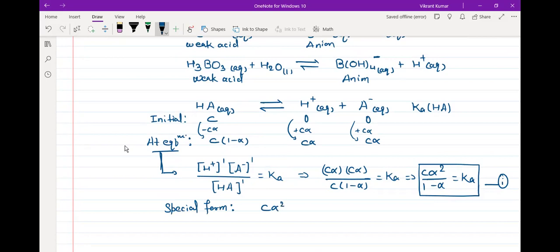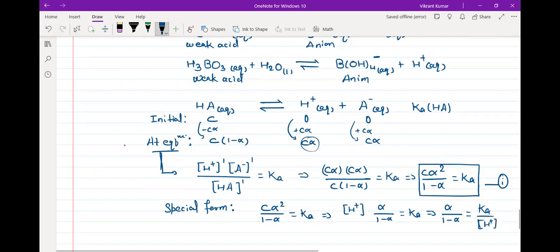I just wrote C alpha square by 1 minus alpha is equal to K. Look carefully, C alpha is nothing but H plus, so we can write H plus into alpha by 1 minus alpha is equal to Ka. So we can also write alpha upon 1 minus alpha is Ka upon H plus. This is the equation you will be using if you have been given the pH directly. Use it if pH is given, because if pH is given then H plus is known.